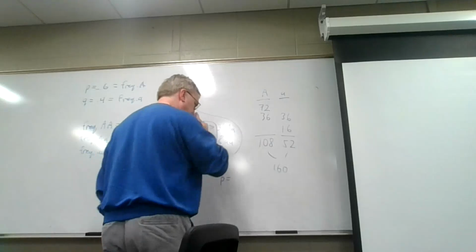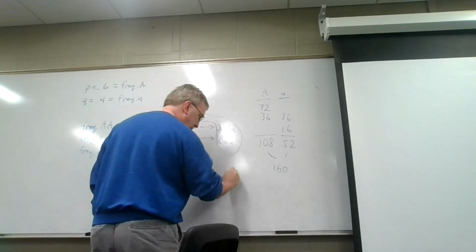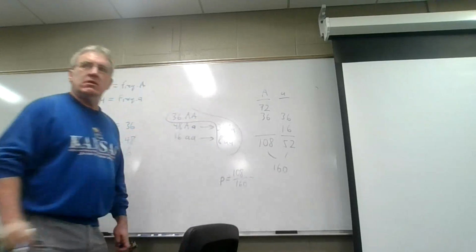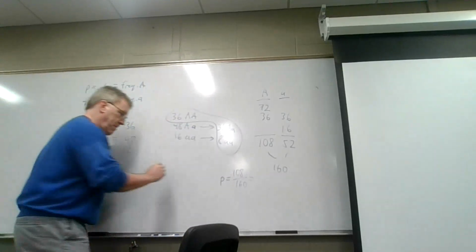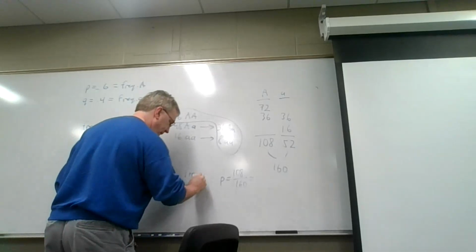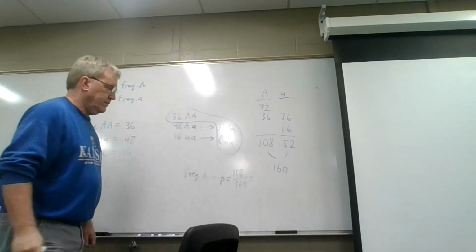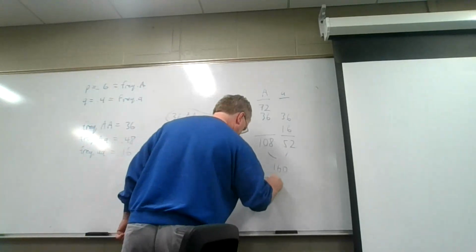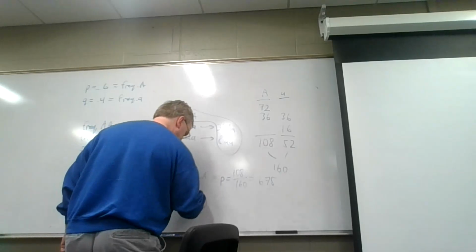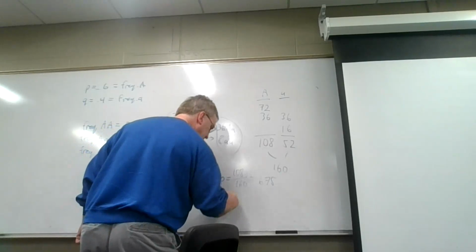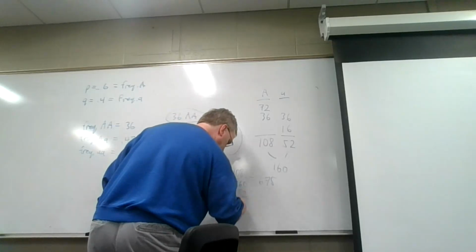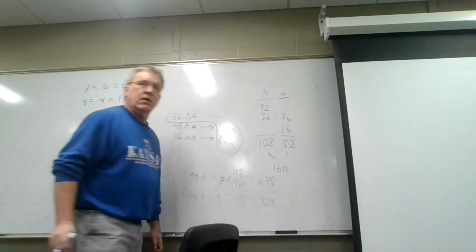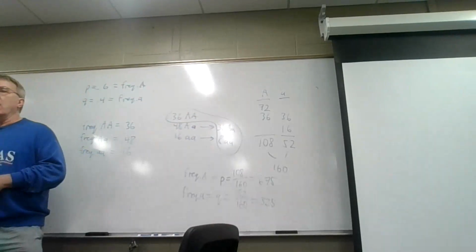What's P now? P would be 108 over 160. Somebody do that for me, please. And then frequency of little a is 52 over 160, which I can do in my head because obviously it has to be what remains. Okay.